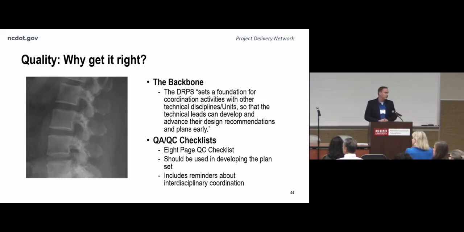Why do we need to worry so much about getting it right? Why is the DRPS important in the process of plan delivery? The design recommendation plan set has been referred to as kind of the backbone of the design plan set, meaning that the DRPS sets up the basic information, so there's typicals and the horizontal and vertical alignments that other disciplines will be building their designs off of. Errors in alignments or alignments being in the wrong place can cause major headaches for designs down the road.